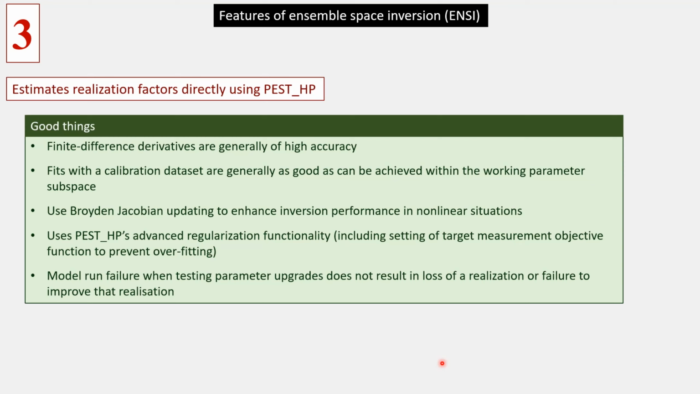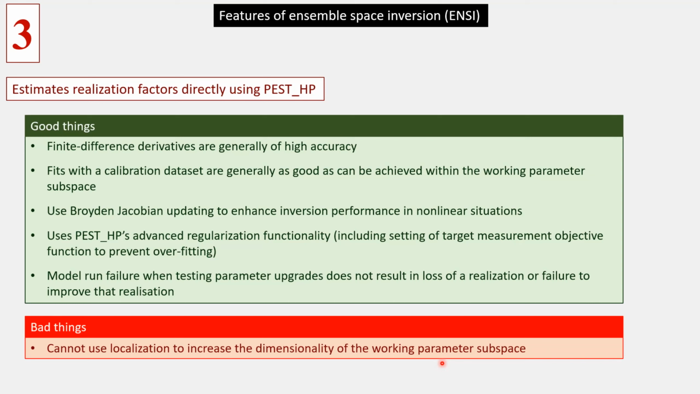And there are practical benefits as well. For example, if we've got a structurally complex model and lots of parameters, often there can be model run failures. If we're using IES, we either lose a realization when this happens or the realization doesn't get upgraded. If we're doing things using PEST-HP, model run failure will normally happen when we're testing parameter upgrades. We just abandon that upgrade and go to another. We don't lose a realization, we don't lose a dimensionality of parameter space.